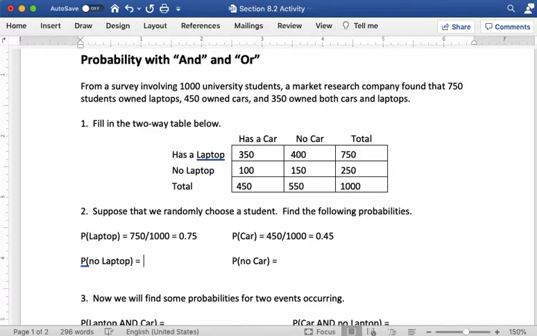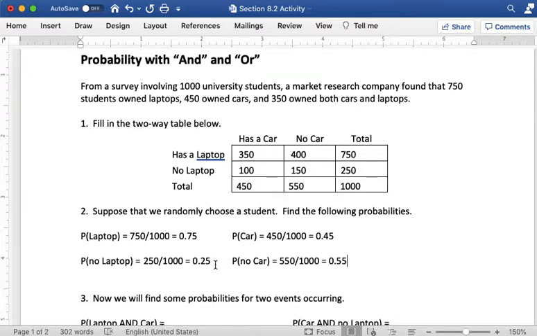What is the probability that a student doesn't have a laptop? 250 students did not have laptops out of 1,000. So that probability is 25%. And what is the probability that the student doesn't have a car? That's going to be 550 divided by 1,000, or 55%. And you notice that the probability of laptop and no laptop, and the probability of car and no car, if you add those two numbers together, you get 1.